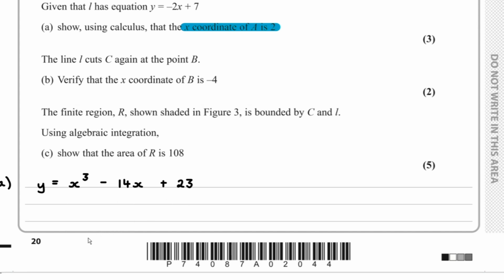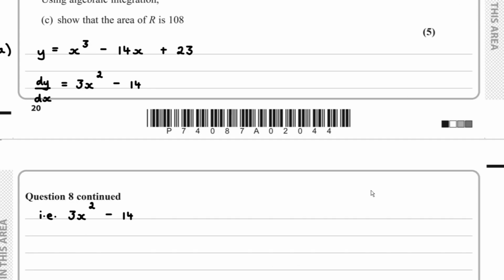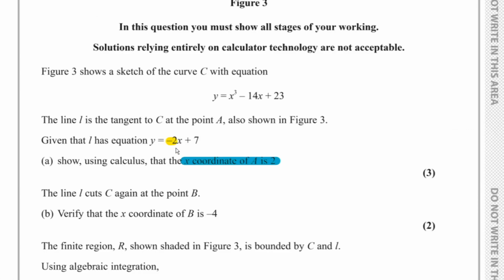If we differentiate this, we can find the gradient function of the tangent. So dy over dx equals 3x squared subtract 14. So what we need to do with this 3x squared subtract 14 is set it equal to negative 2.